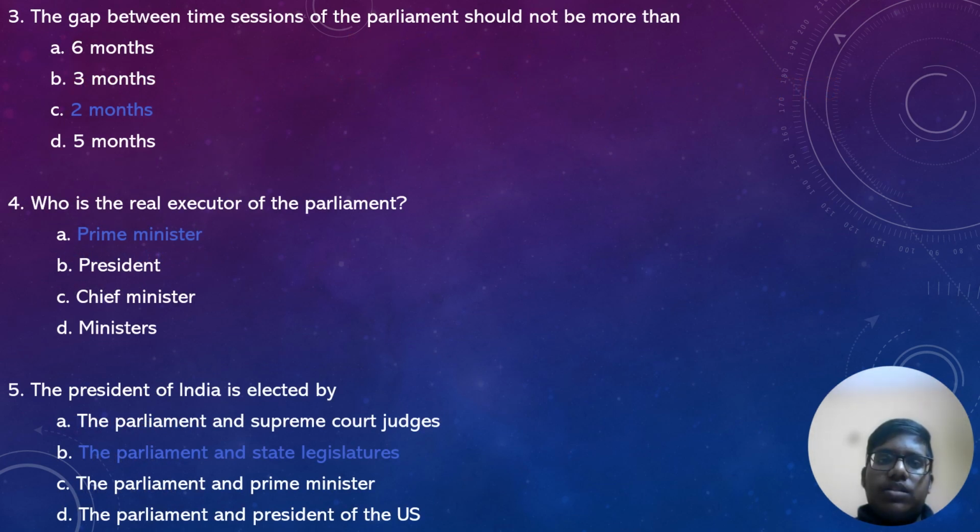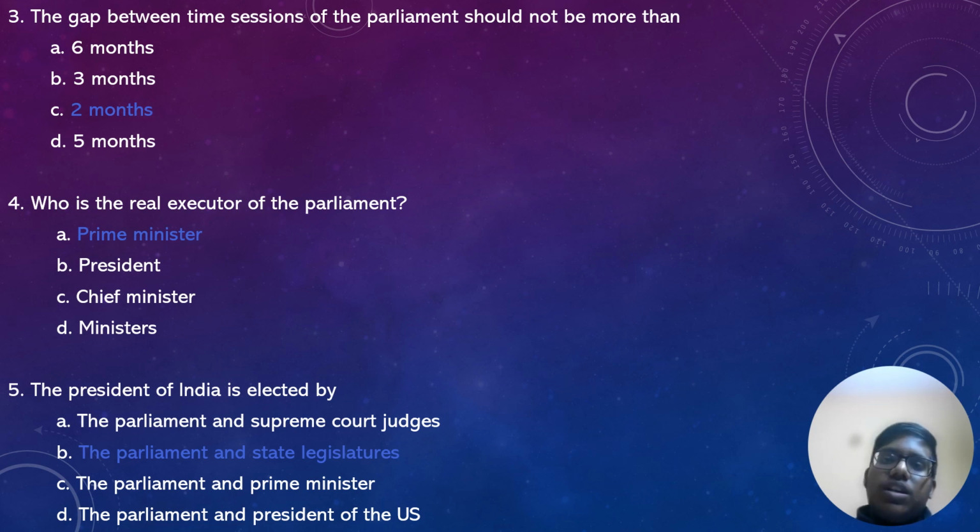The gap between the two sessions of the parliament should not be more than 2 months, 5 months, 6 months, or 3 months. And the answer is 2 months. Who is the real executive of the parliament? Prime Minister, President, Chief Minister, or the ministers? And the answer is Prime Minister.